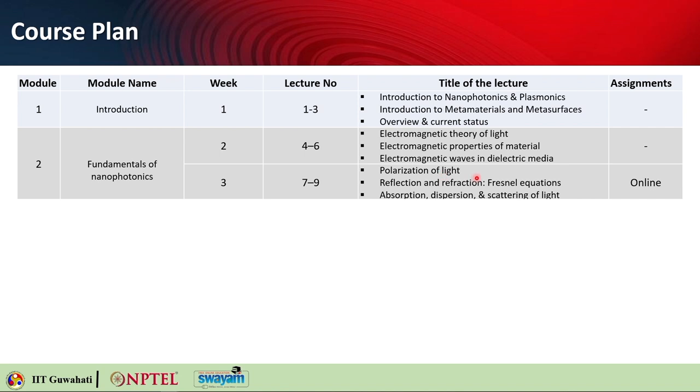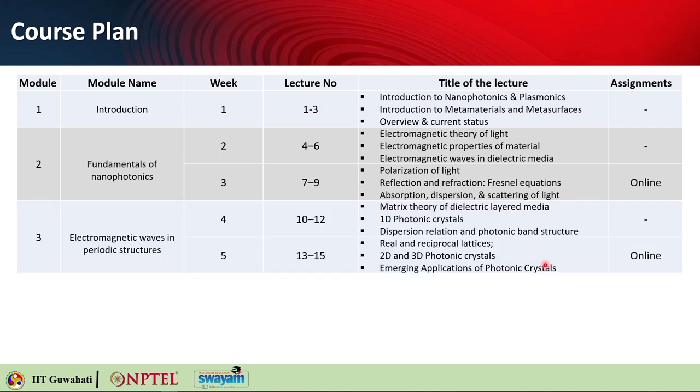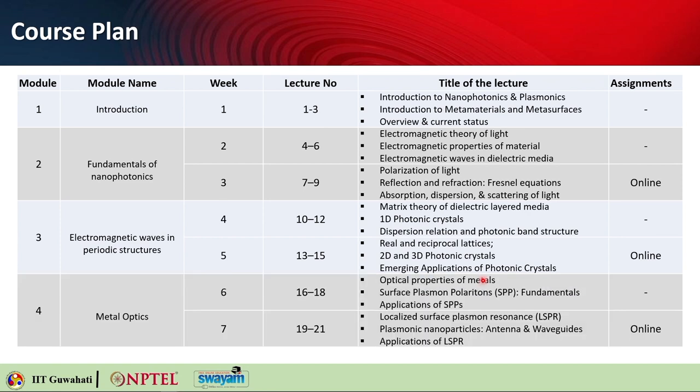In week 3, we'll first study the polarization properties of light, reflection and refraction in detail when light hits an interface using Fresnel's equations, and we'll understand the absorption, dispersion and scattering properties of light. Module 3 will cover the electromagnetic waves in periodic structures. That will be covered in weeks 4 and 5. So lectures 10 to 12 will cover the matrix theory of dielectric layered media, 1D photonic crystals, dispersion relation and photonic bandgap structures. In week 5, we'll cover the real and reciprocal lattices, 2D and 3D photonic crystals, and discuss emerging applications of photonic crystals.